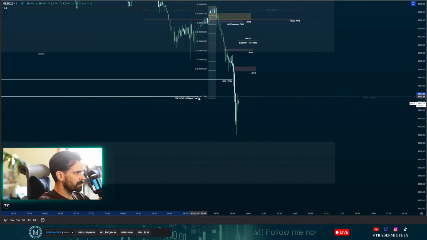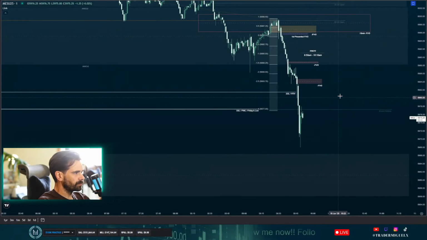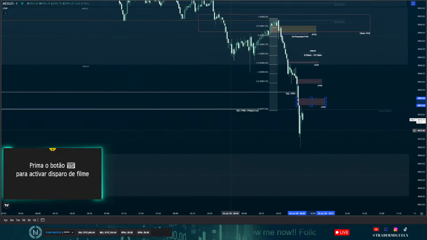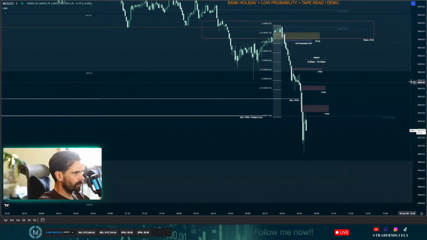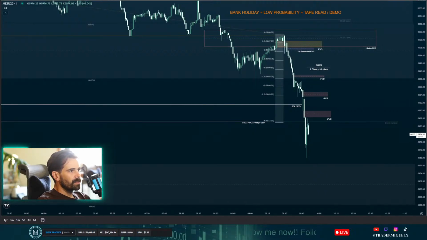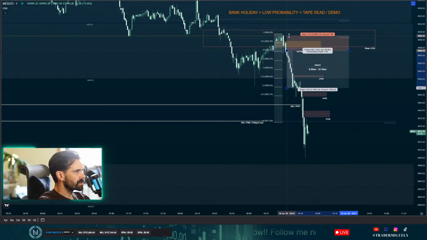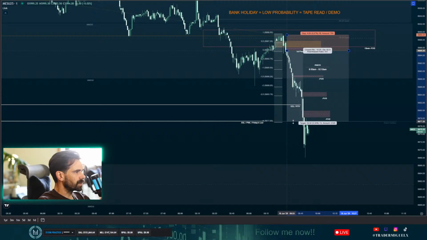So I will put this one here. Event horizon here. I will mark this fair value gap here. So yeah, just let me check if I would enter somewhere around the first presented fair value gap, yeah, that would be a nice trade here.